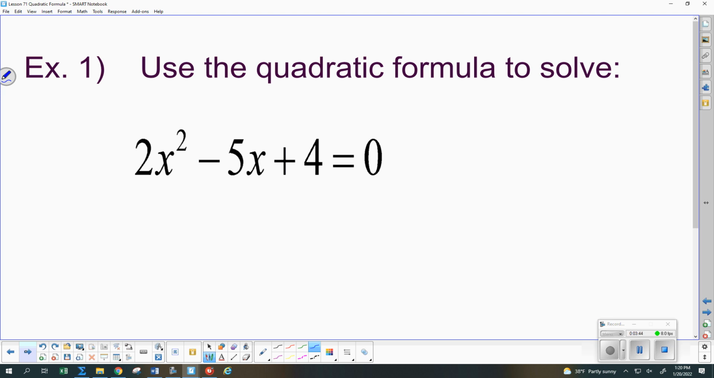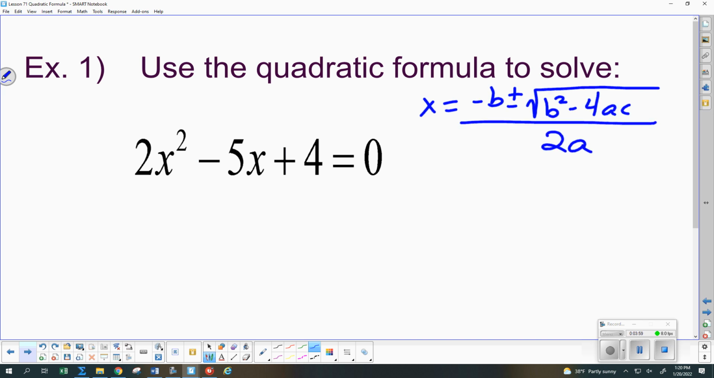Okay, so let's try the quadratic formula. Let me write it down here so it's in front of us. x is the opposite of b plus or minus the square root of b squared minus 4ac all over 2a. And I need to identify one way or another what each of those would be. a is the number in front of the x squared, so a is 2. b is the number in front of the x, that's plus a negative 5. So b is a negative 5 here. And c is going to be the 4.